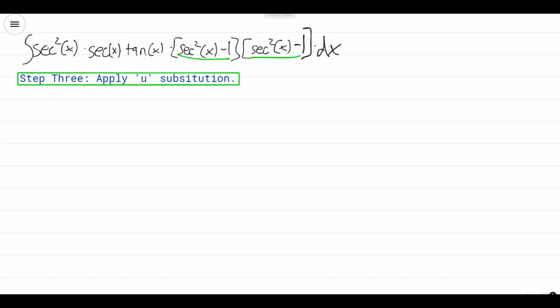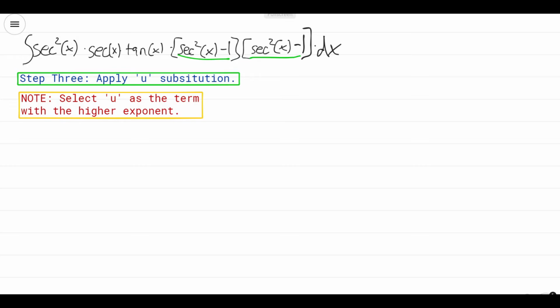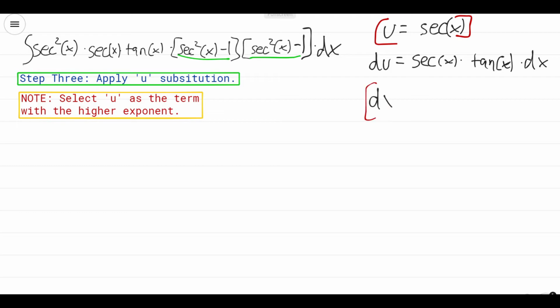So what's our u? Well, our u should be whichever one has the highest power in the current integral. In this case, it's secant, so it makes sense to have secant as our u term, because it has the highest power right now. So select the term with the higher exponent. So our u is equal to secant x, which means our du, the derivative of secant x, is secant x times tangent x times dx. And when we solve for dx, we get du divided by secant x times tangent x.